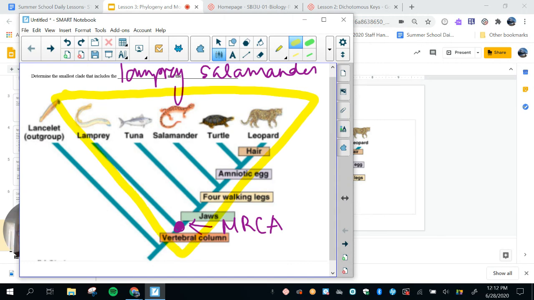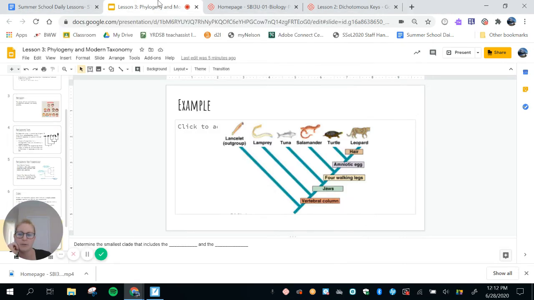And then I want to outline and sort of show that it includes not only the lamprey and salamander, but also all other descendants like these guys. So I can't just box in the two that I want, I have to include all descendants. Okay, so I'm going to jump back over here.